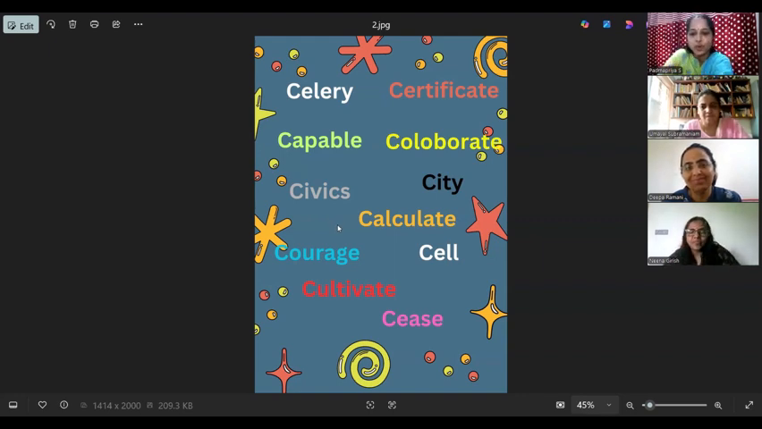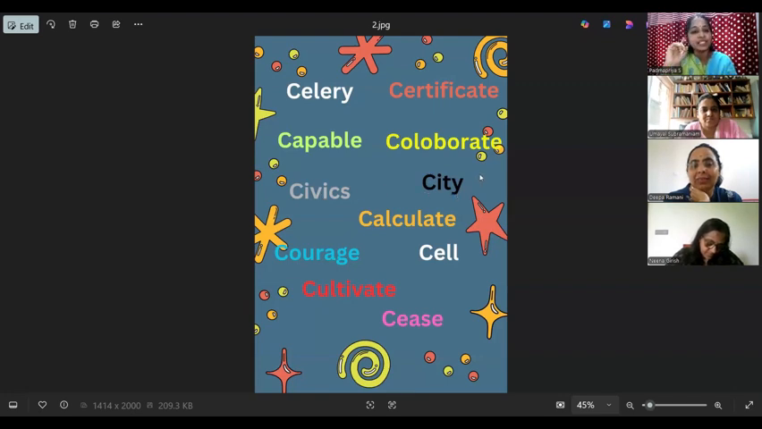But I'm going to tell you one more thing. Celery and certificate start with S sound, whereas capable, collaborate, cultivate, courage start with K sound as in K. Now, please note that if the letter C is followed by vowel E or I, then the word should start with S sound. Celery, certificate, civics, and city.